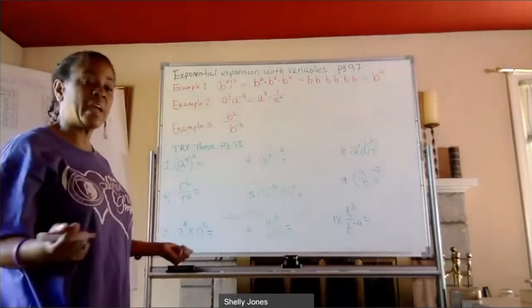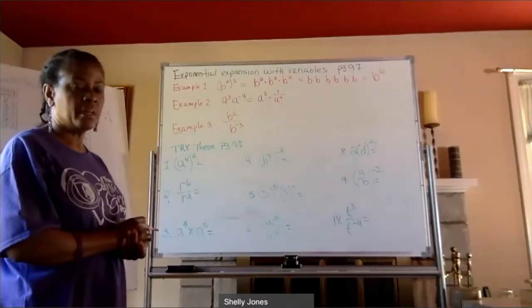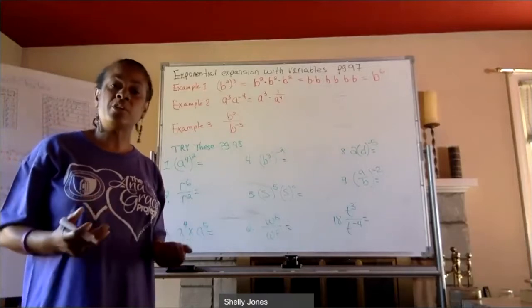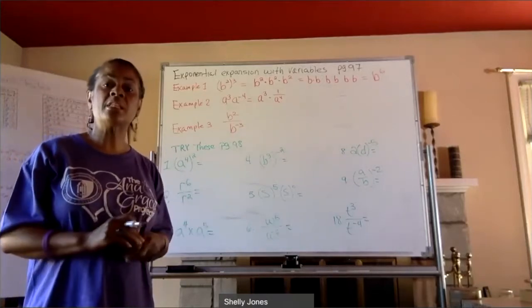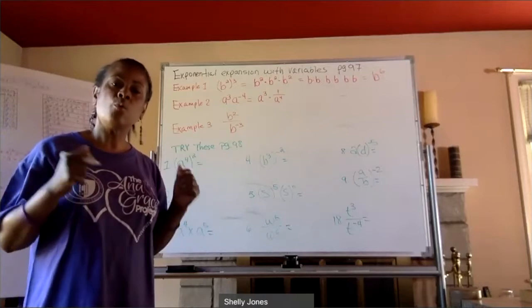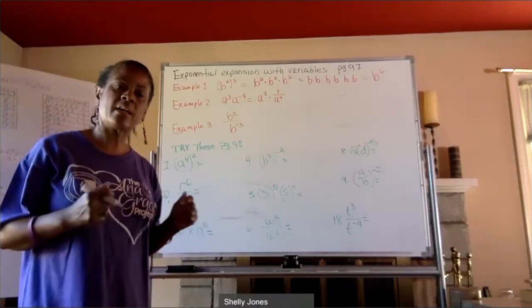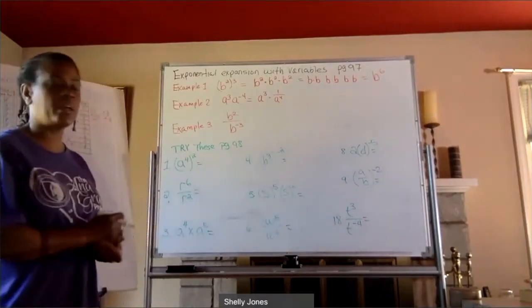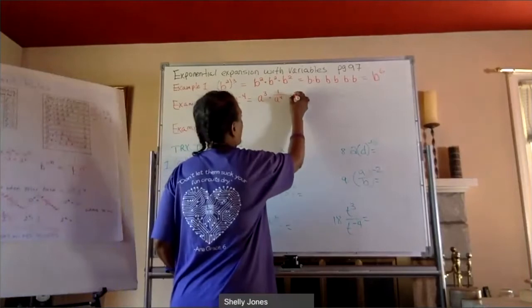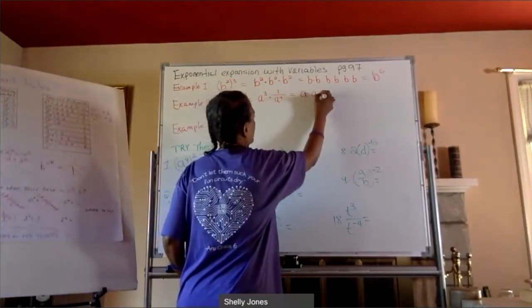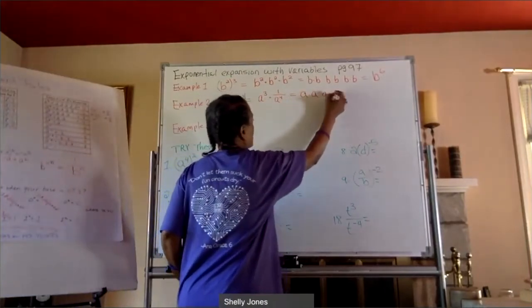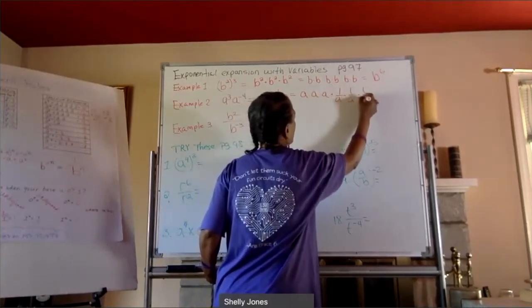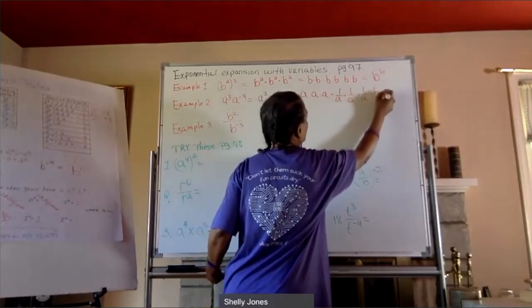If I were to expand that like it asked me to do. Now, you're not going to have to expand this when you do solving equations. We're expanding it so that you can see the why, where the rules come from. We haven't gotten to the rules yet. So I have a to the 3rd times 1 over a to the 4th, and I can write that as a times a times a times 1 over a times 1 over a times 1 over a times 1 over a.